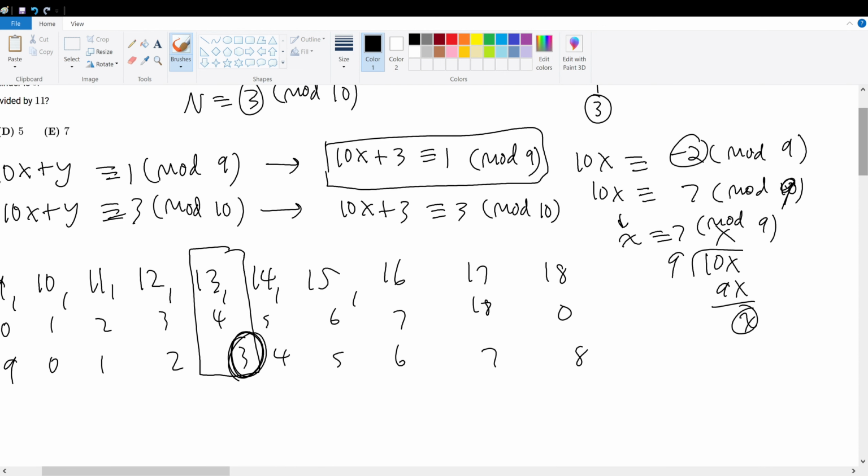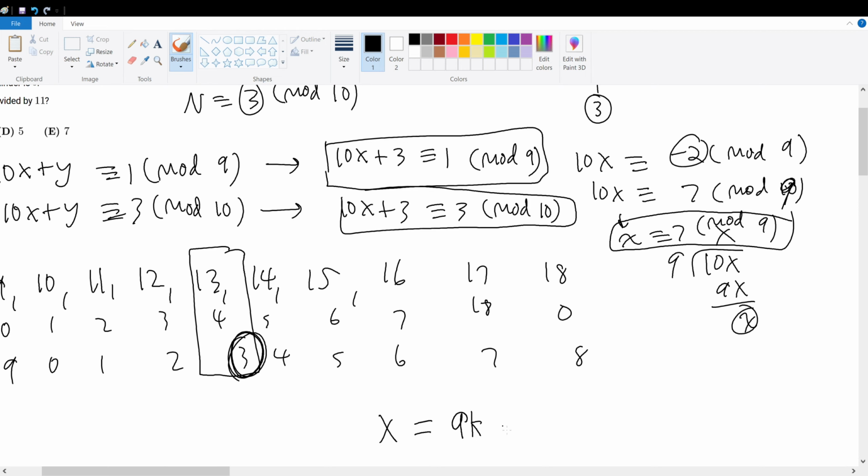What else can we say? It has to satisfy both the first and the second statement. This statement, x is congruent to 7 mod 9, must also correlate with the statement where 10x plus 3 is congruent to 3. So x is no longer just congruent; x is equal to 9k plus 7. 9k is a multiple of 9, and we add 7, so we always have a remainder of 7 when we divide by 9.